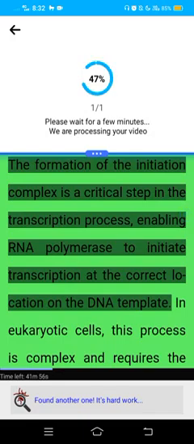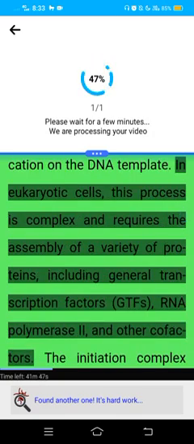The formation of the initiation complex is a critical step in the transcription process, enabling RNA polymerase to initiate transcription at the correct location on the DNA template. In eukaryotic cells, this process is complex and requires the assembly of a variety of proteins, including general transcription factors, GTFs, RNA polymerase II, and other cofactors.